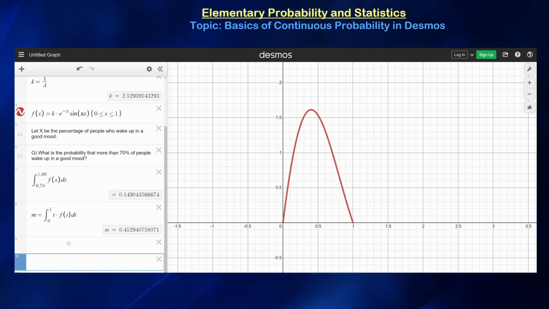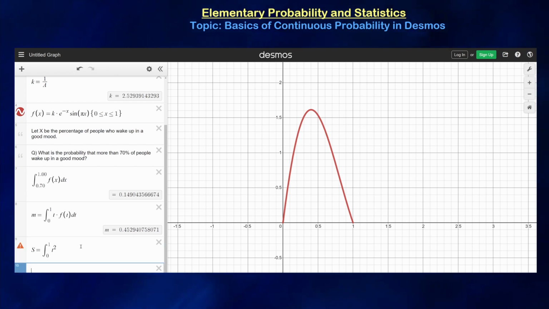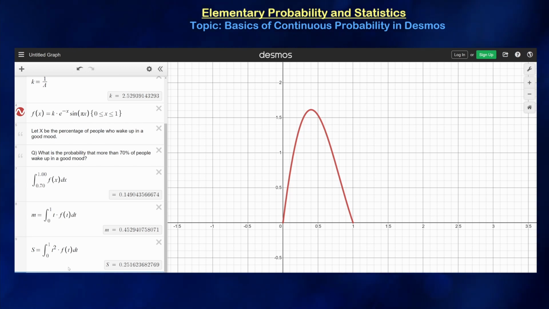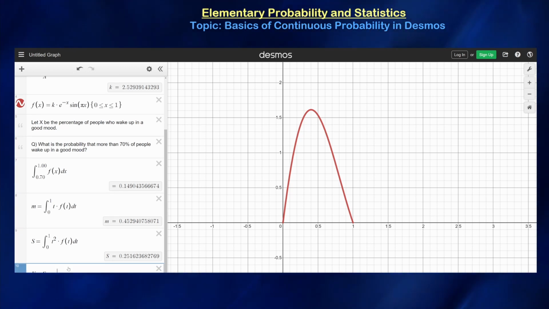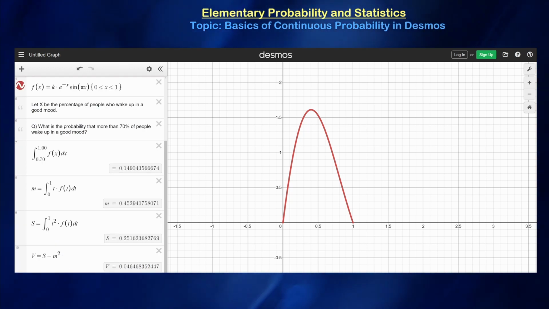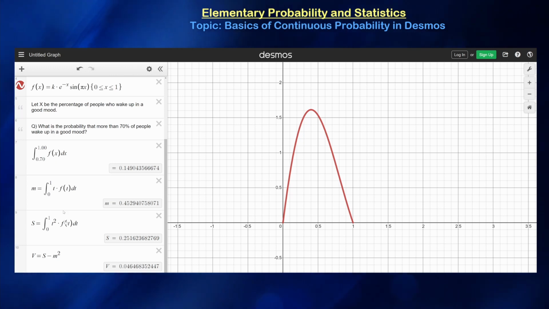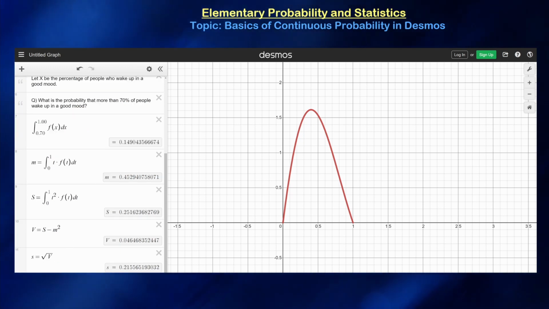For example, the second moment. So let's call our second moment capital S. That's going to be equal to the integral from 0 to 1 of t squared times f of t dt. So that's our second moment. And then for our variance, which is going to be v, that's going to be equal to the second moment minus the mean squared. And then our standard deviation is going to be equal to the square root of the variance. So those are common measures that we usually do for both discrete and continuous. But this is how you would do it numerically, which is really great.